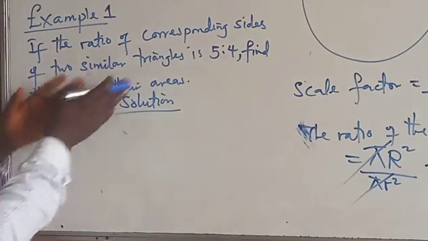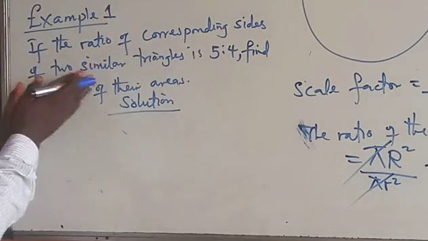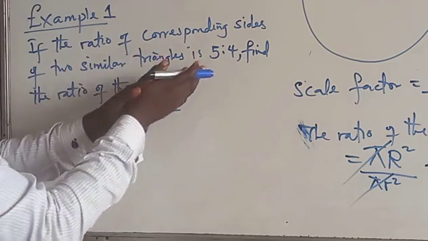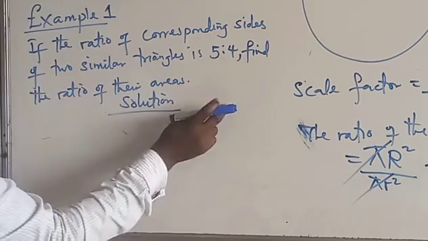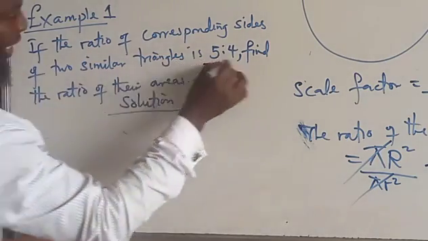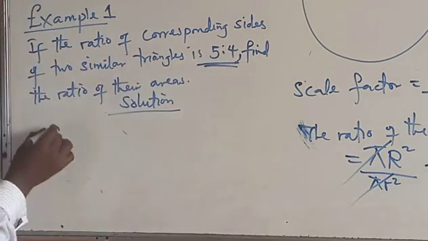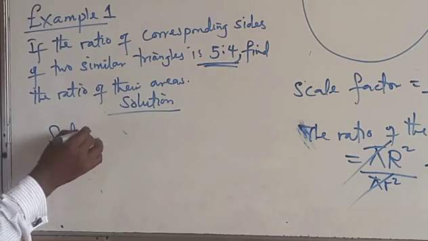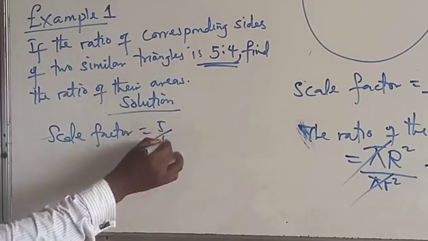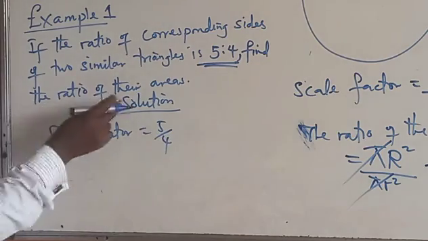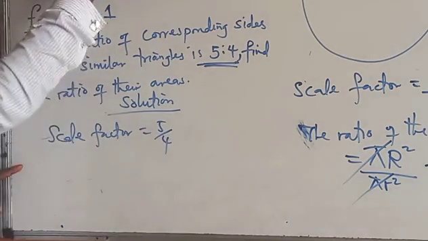If the ratio of corresponding sides of two similar triangles is 5:4, find the ratio of their areas. So what we are given here is the scale factor, which will be 5/4. So find the ratio of their areas. Don't forget what we said there.